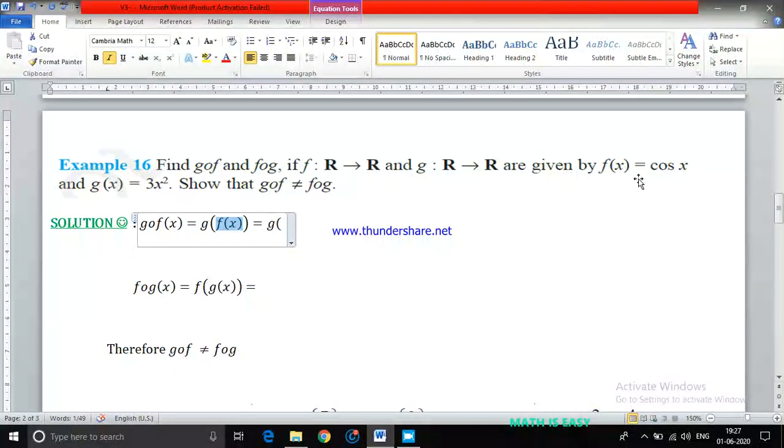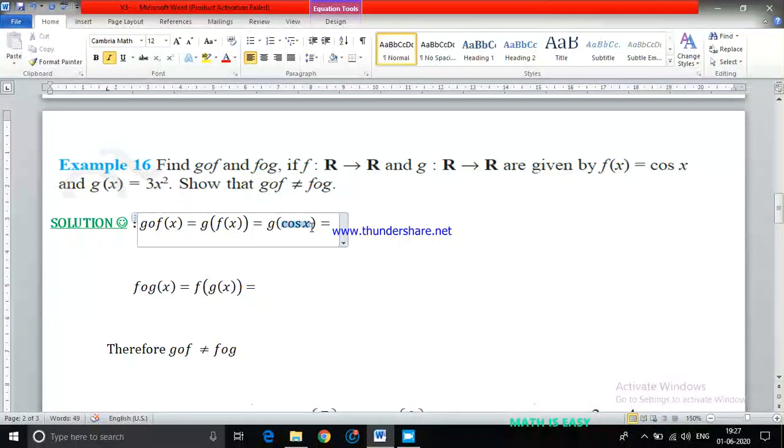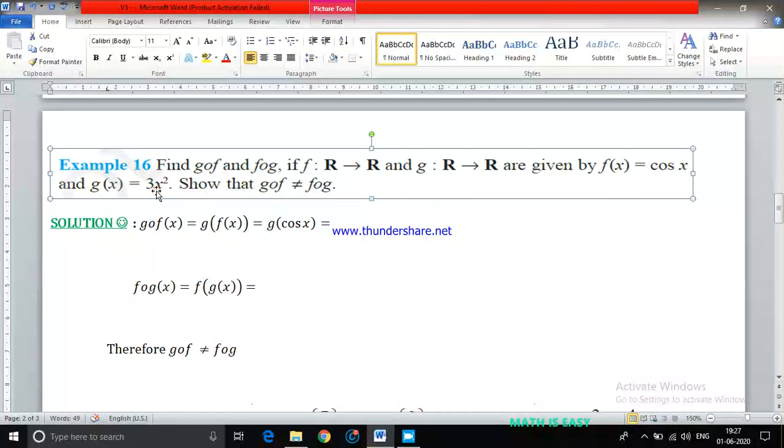F of x is given by cos x. So g of cos x, right? G of cos x, which is equals to, now here you see g of x, if you have x here, the answer is coming as 3x square. Now here instead of x you have cos x. So what you have to do is, in place of x I have cos x. So here in place of x also cos x will come.